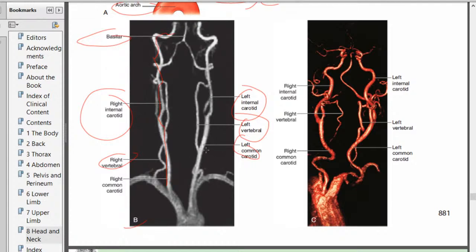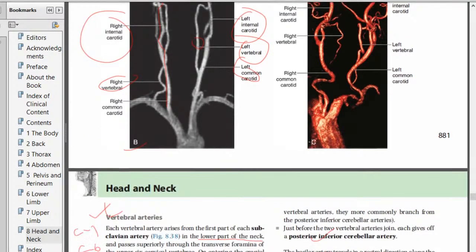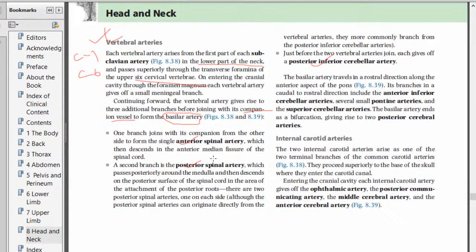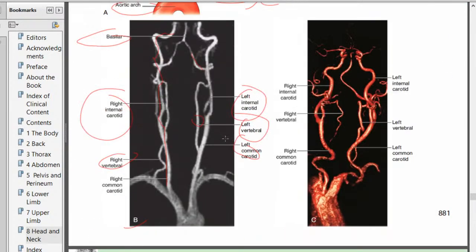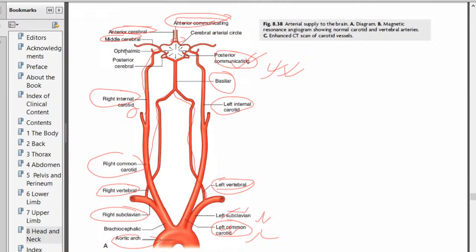Let's see the vertebral. Let's find the vertebral artery. So there is a left vertebral artery, and it has given a branch right here. This must be the communicating artery somewhere. I'm not getting it. One branch joins the companion from the other side to form the anterior spinal artery, and the other is the posterior spinal artery. So where is the anterior spinal artery? I'm searching for it, but I'm not getting it.